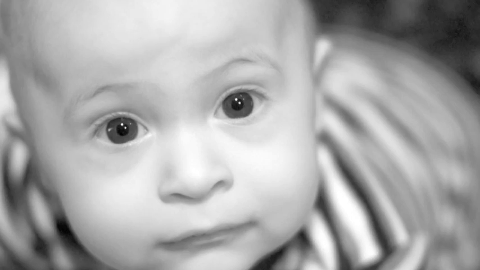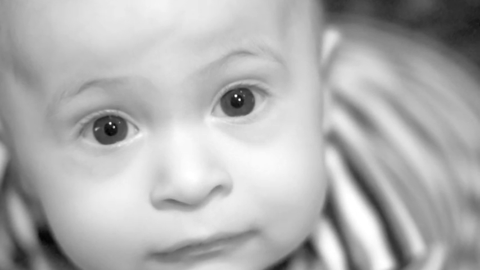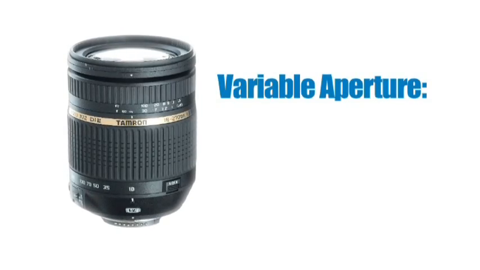If you use a small aperture, a number like f/22 or f/16, you're going to have a greater depth of field, which means more of your image is in focus. If you use a wide open aperture, a lens such as a 2.8 or 2.0, then you have a very small depth of field.